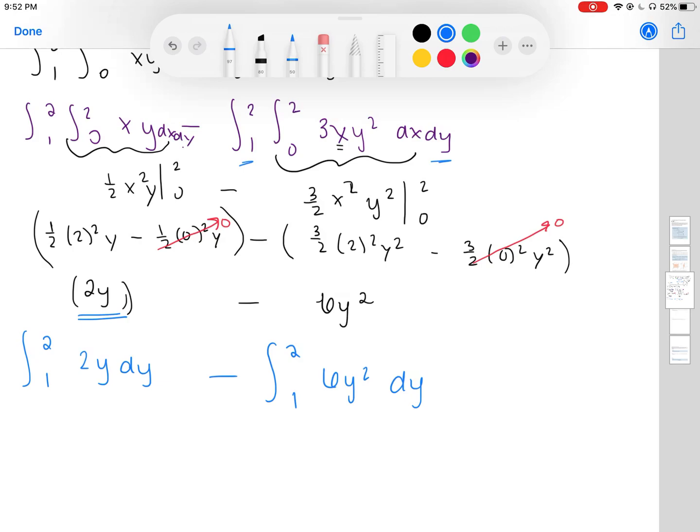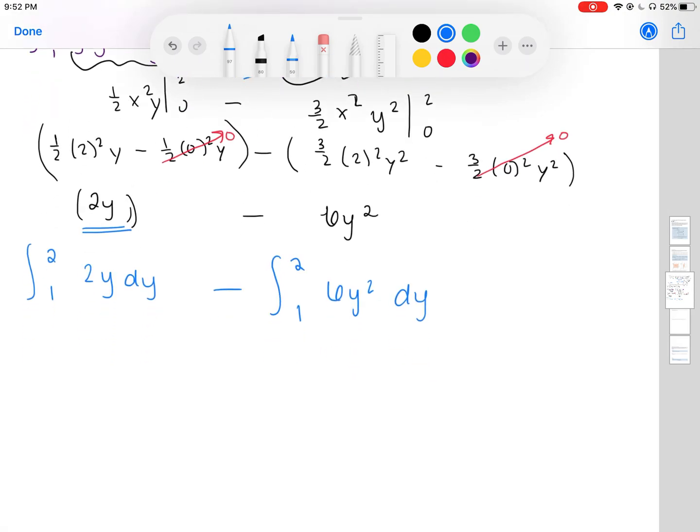Notice that y wasn't lost. Okay, let's go ahead and integrate. The antiderivative of 2y is y squared. Our bounds are from 2 to 1. Our antiderivative of 6y squared is 2y cubed. To get 6, it would just be a 2. So our bounds are from 2 to 1.